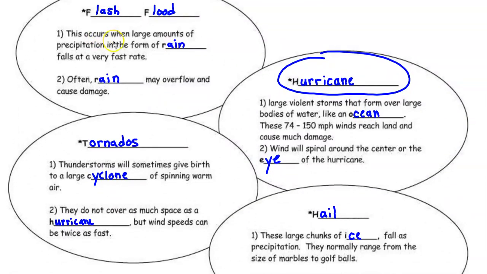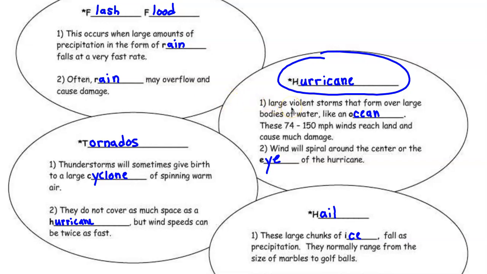Flash floods occur when large amounts of precipitation in the form of rain fall very fast at one time. Often rain may overflow and cause lots of damage. So when you have so much runoff, it causes significant amounts of rain that can overflow rivers, lakes, and streams that then can cause damage to the surrounding areas.